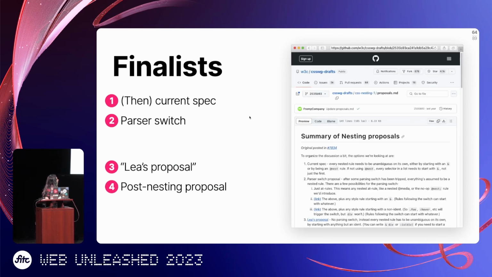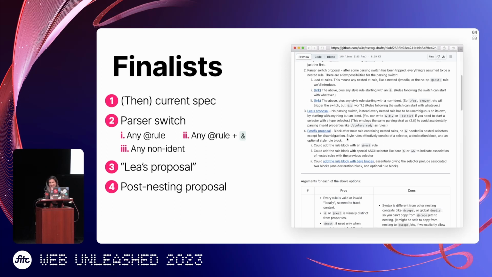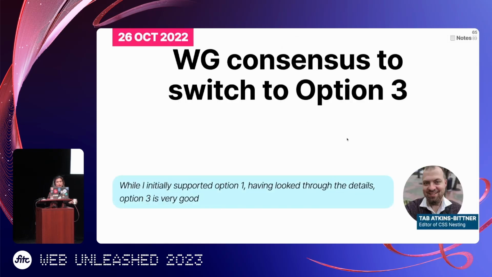So, after a ton of discussion, that thread must have been one of the most discussed threads in the working group. The finalists were the current spec at the time, obviously, the parser switch proposals, 3 variations of them, Lea's proposal, which was still called Lea's proposal at the time. It later became known as option 3. And the post-nesting proposal with 3 variations as well.